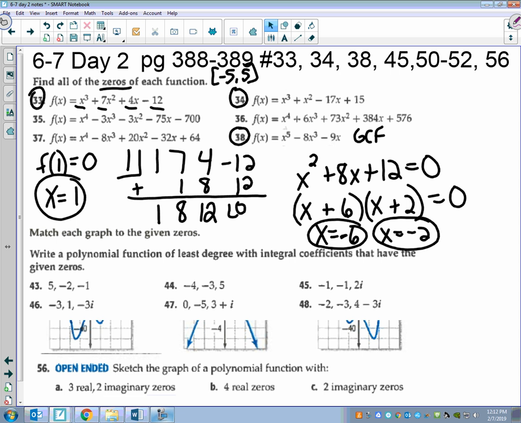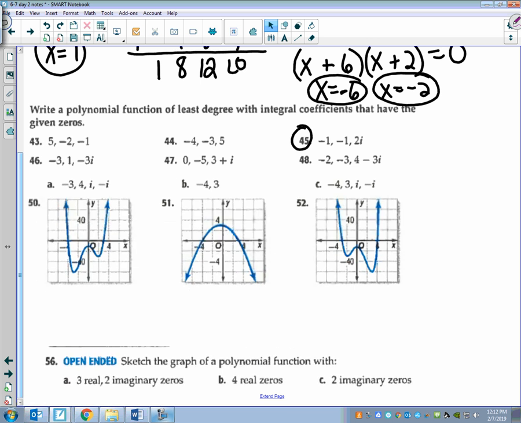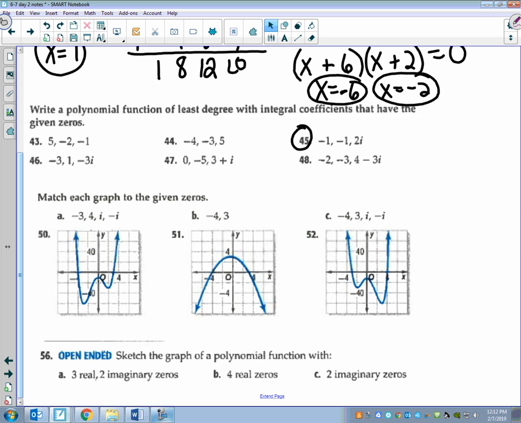I'm going to post this on Classroom, but just to kind of go over the rest of it with you, 45, that's this one. That's just like the one on the previous page that I just went over. Write them as factors and multiply them out. And then 50 through 52, I'll rearrange this a little bit. 50 through 52, you're matching. So look at the choices here and think about which zeros go with which graphs and what makes it be curvy and not curvy. Think about the degree and the number of turns. And then 56, I want you to just try to sketch a graph that meets these requirements, and we'll see where we get on that.